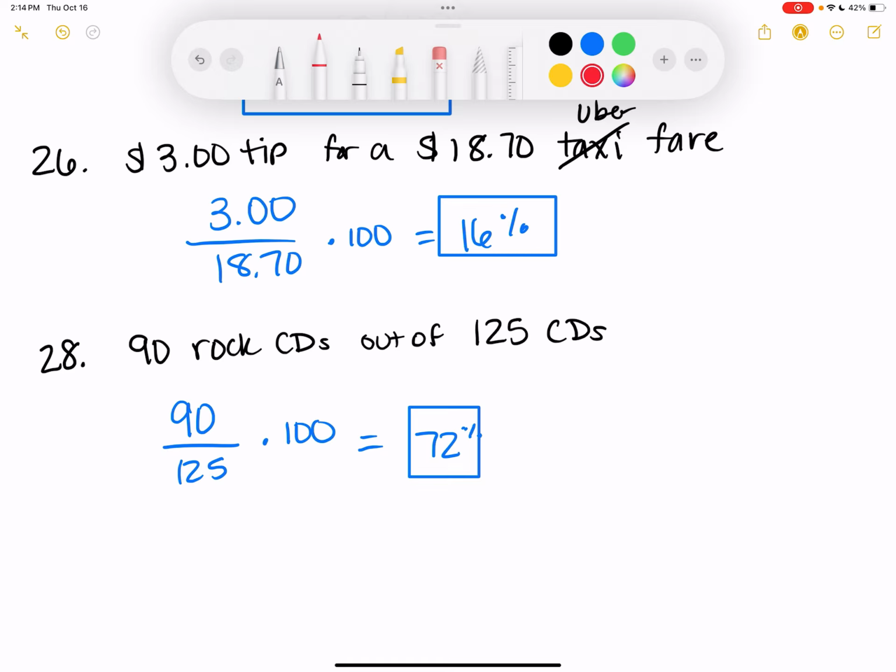Can I go get my calculator? As soon as I write the homework and you write it down. The homework is 3 through 17 odd, and then 23 through 29 odd.